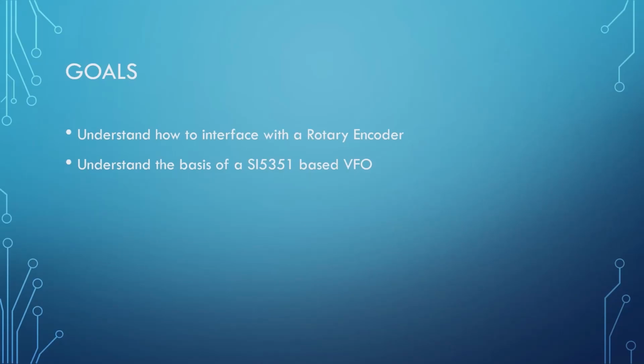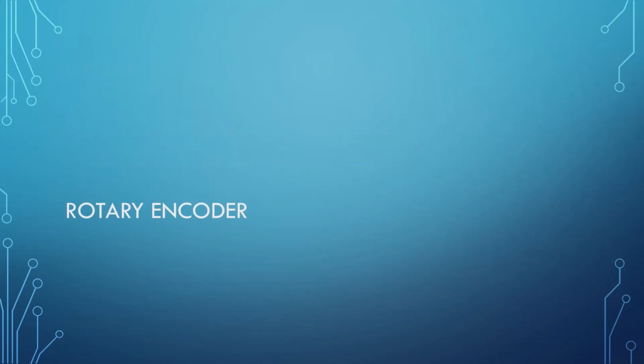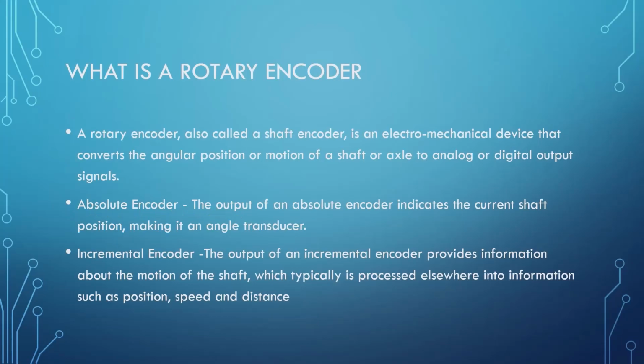We'll start by talking about what a rotary encoder is. According to Wikipedia, a rotary encoder, also called a shaft encoder, is an electromechanical device that converts the position of the shaft or axle to either an analog or digital output. There are two types of encoders. There's the absolute encoder, which looks at the shaft position, so it's more like an angular transducer, from 0 to 360.